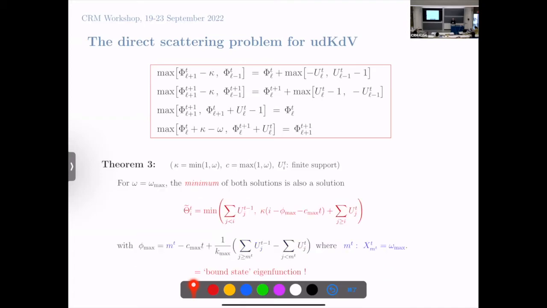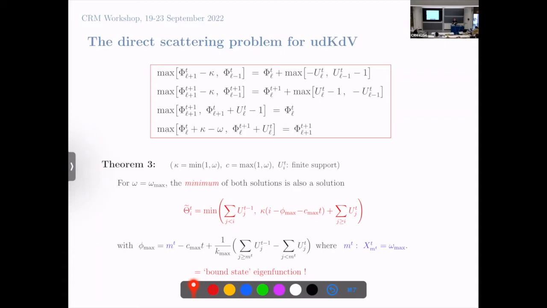So, okay, what about bound states? Again, kappa and c are defined in the same way. You can show that if the spectral parameter in the linear equations takes exactly the value omega max, then the minimum of these two is also a solution. Now, the proof of this is rather tricky because the phase constant is no longer free. The soliton has to be at a very specific place in the state, and so the bound state has to take a very specific form.